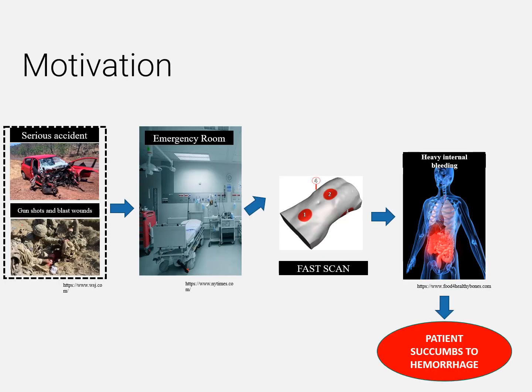So the motivation here is in trauma cases where there is an accident, the patient is immediately rushed to the emergency room, and the first thing a doctor does is do a FAST scan. A FAST scan is basically doing an ultrasound scan at these 4 points. So when you do a FAST scan at these four points, you know if there are any internal injuries.